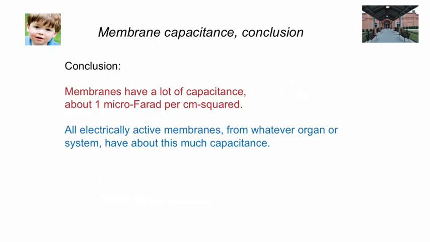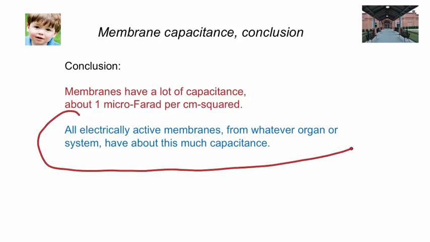Another fascinating item is that all electrically active membranes, from whatever organ or system within you or people or animals or other electrically active structures, all seem to be built out of the same kind of lipid bilayer, more or less. The corollary is that all electrically active membranes have about the same amount of capacitance. In different problems you have to specify a lot of different parameters, and oftentimes the membrane capacitance is one of them. You can almost think of it as a constant of nature, maybe not quite like pi, but you can be sure it's going to come out around 1 microfarad per centimeter square, not too far from that.